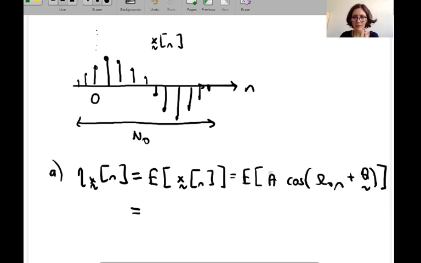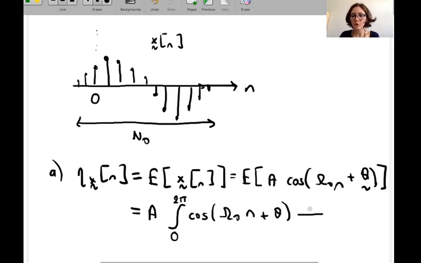So let's do that. This A factor might come out. Then we are evaluating the expectation of this cosine term. You should imagine the PDF of theta here. Theta is uniformly distributed between 0 and 2 pi. So I just write down the function whose expectation I am looking at. And then here I should write f theta of theta, the density, but it's uniformly distributed, so I just have 1 over 2 pi. And the integration is over theta.